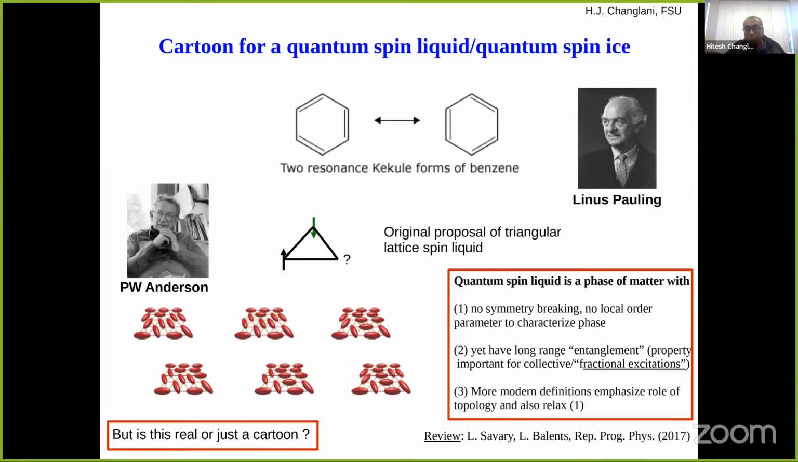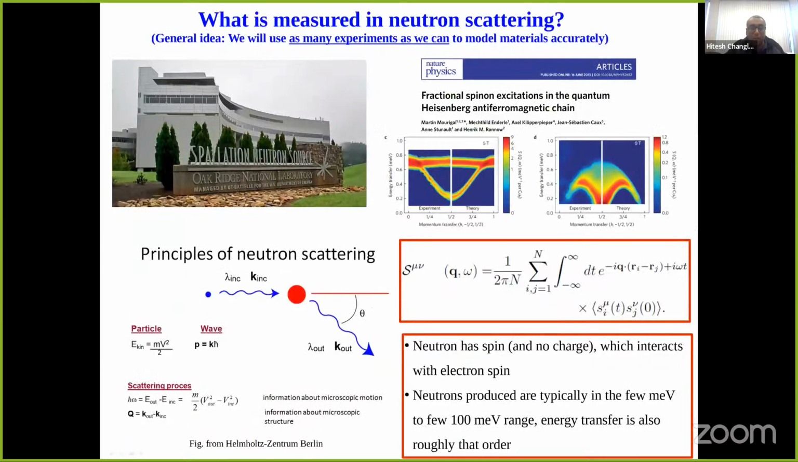And we are basically trying to look for some of these phases, including quantum spin liquids, in real materials. So what do we need to do? Well, we cannot see the superposition in an experiment. We have to get some sort of indirect inference from experiment. And so one particular thing that my group does is that we look at neutron scattering experiments very carefully.